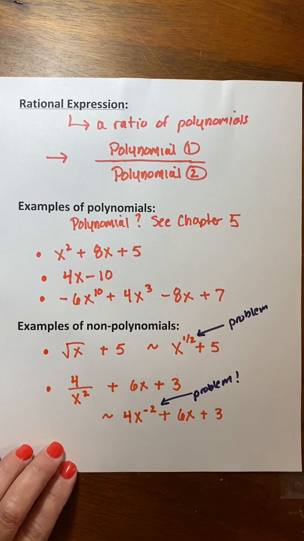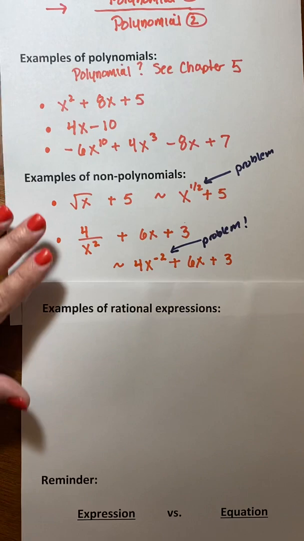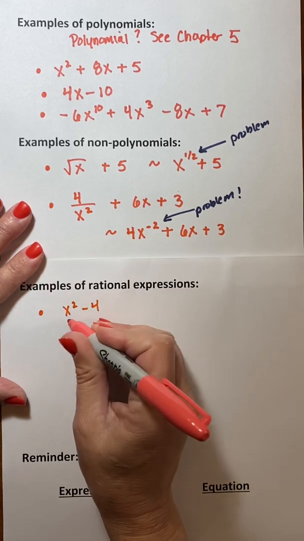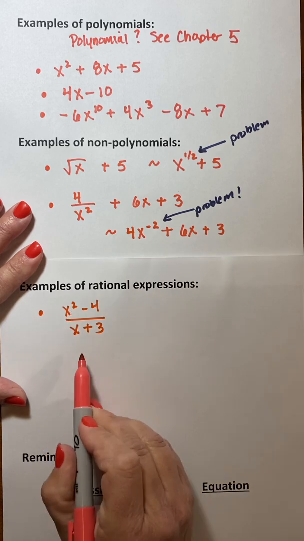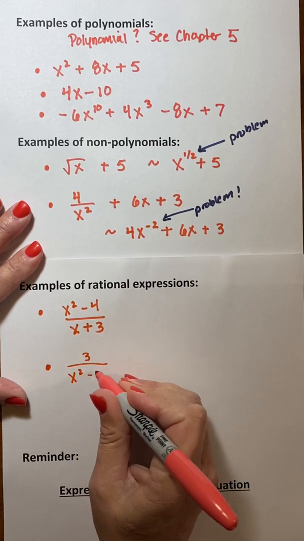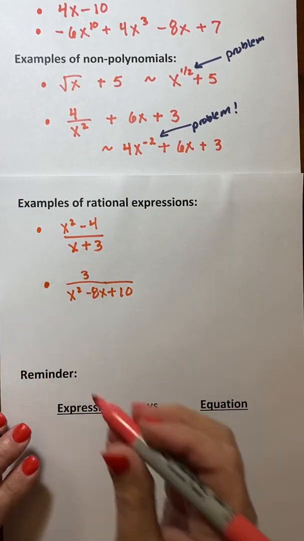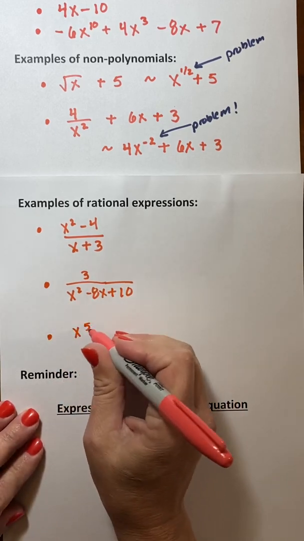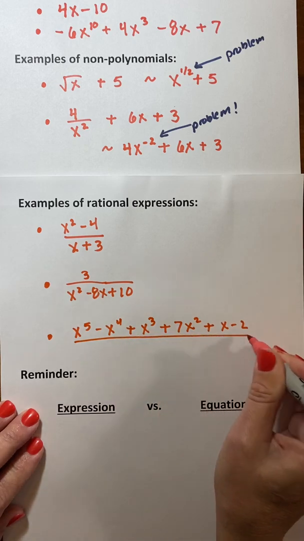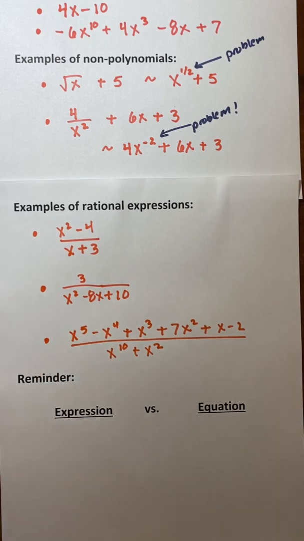So we have these nice well-behaved expressions where we have a polynomial on the top and a polynomial on the bottom. So examples of some rational expressions would be like, let's see, x squared minus 4 over x plus 3. It's a second degree polynomial over a first degree polynomial. We could have just a constant over x squared minus 8x plus 10. So constants are polynomials. The power on the variable is technically 0 there. We could have higher degrees, all over anything higher. We could do x to the 10th plus x squared. That would be an example of a polynomial, a fifth degree polynomial over a 10th degree polynomial.